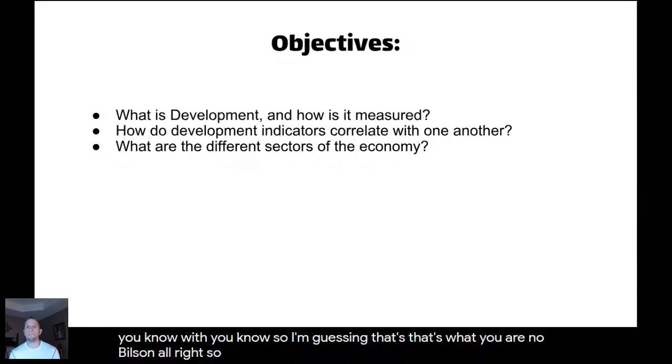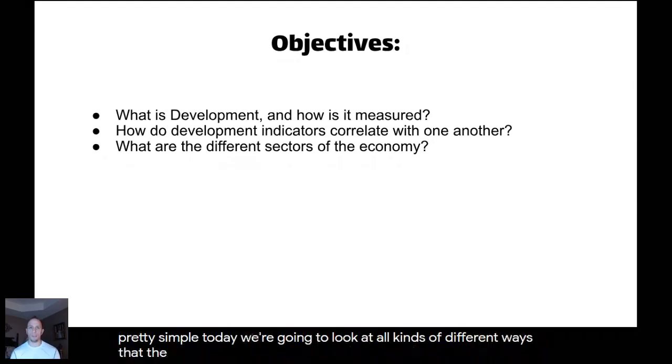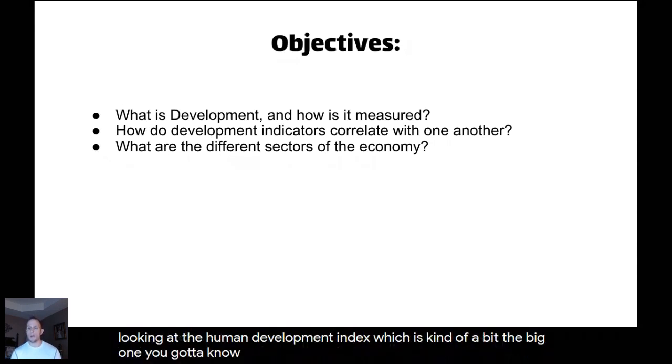All right. So what is development? Really, our objectives are pretty simple today. We're going to look at all kinds of different ways that development is measured. We're going to spend a lot of time looking at the Human Development Index, which is the big one you've got to know. But there are a lot of other things we can use to help us understand which countries are developed and which ones are not, and how all those things correlate.